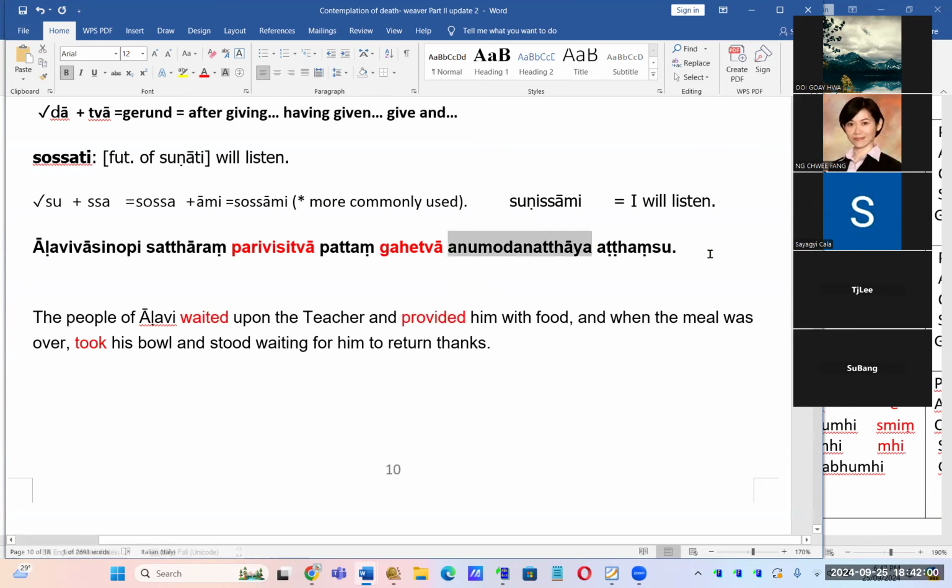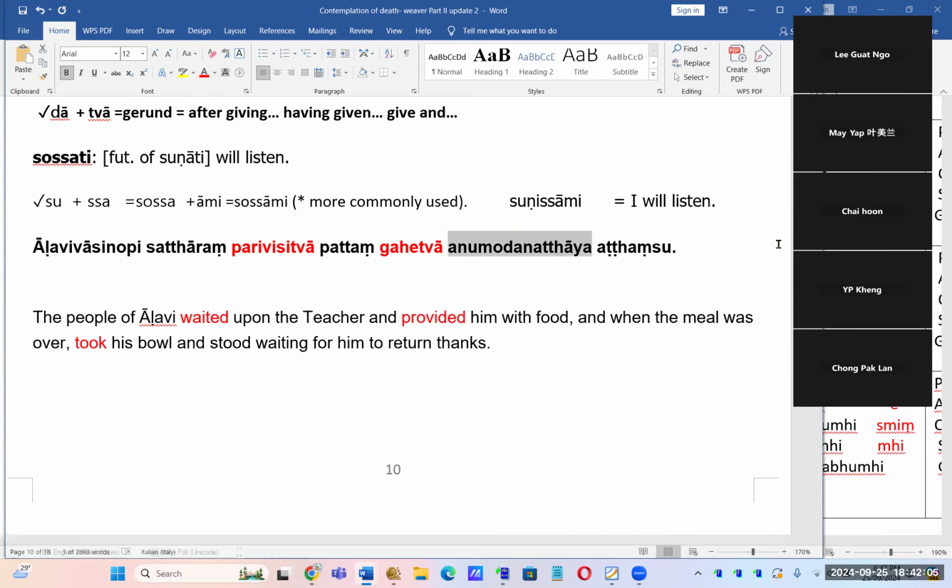All right. So what is this one? "Anumodana." So next person, Sister Chong Pak Lan. Do you know this word? "Anumodanataya." I think it's a compound word with A indicating negative.